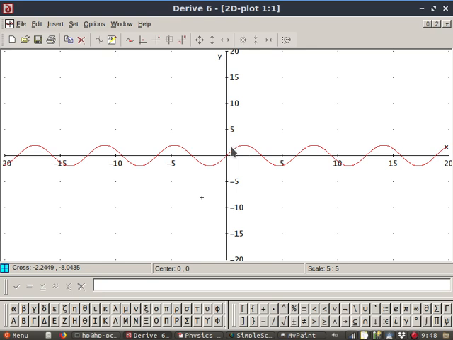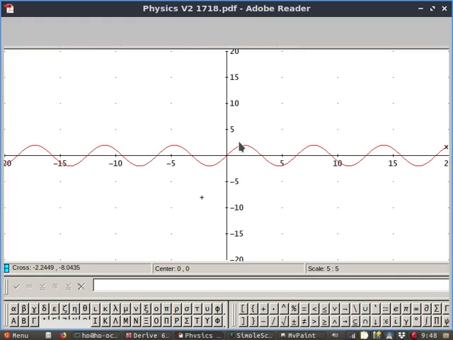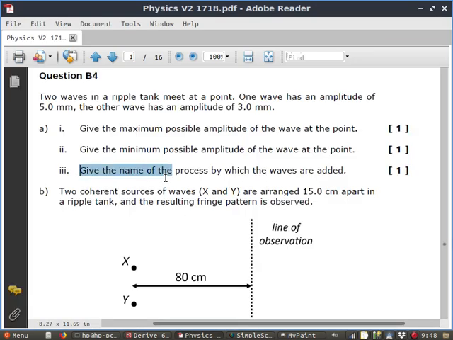Oh, I know what you mean. You know what I mean? Amplitude is the height. Yeah, okay, good. And what is this process called?